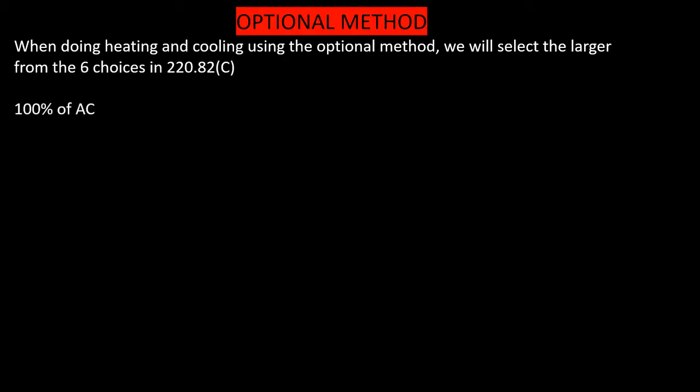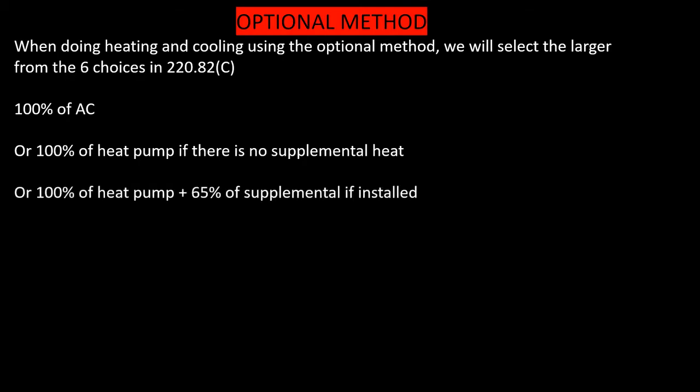So you're going to calculate the AC at 100%, and if it happens to be the largest load, you're going to select it. Or you're going to select 100% of the heat pump if there's no supplemental heat, either no strip heat or no baseboard heaters anywhere else in the house, any other type of fixed electric heating or something like that. Or you're going to do 100% of the heat pump plus 65% of supplemental heat if it's installed. In our area, they will do a heat pump and they'll do what's called a heat strip, which is built right there in the unit, and you would add 65% of it.